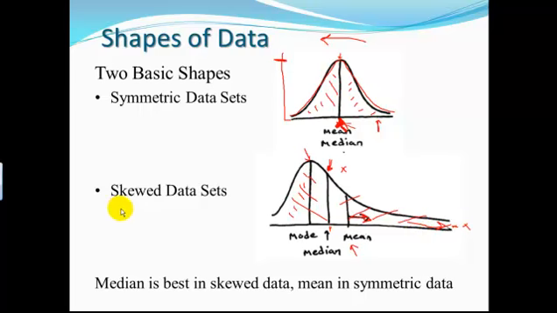If I had a data set that was made up of the numbers 1, 3, 3, and 5, well, the mode would be 3. The mean would be 3. If you added up those numbers, you get 12. You divide by 4, you get 3. And the median would be 3 as well.